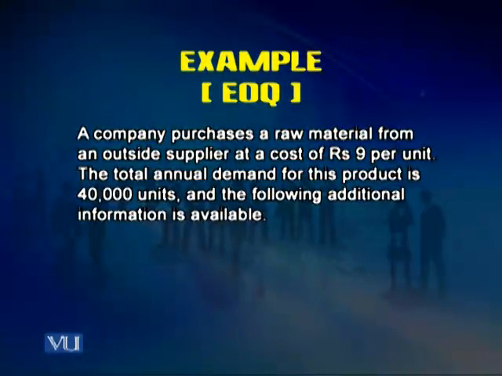A company purchases a raw material from an outside supplier at a cost of ₹9 per unit. The total annual demand for this product is 40,000 units, and the following additional information is available. Let us try to examine now, by use of an example, how this economic order quantity is going to work. We'll take it step by step, and we'll first look at the very basic workings of how the order quantity variations are going to reflect changes in cost.